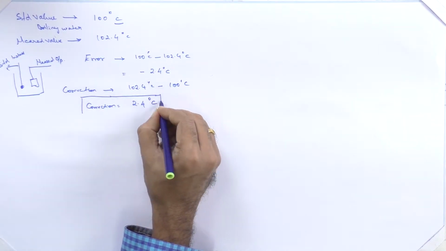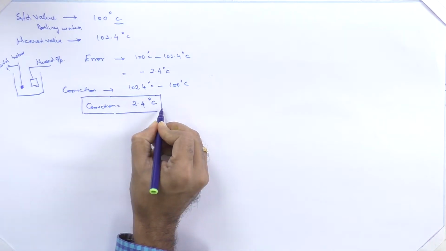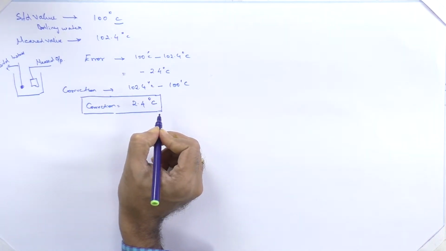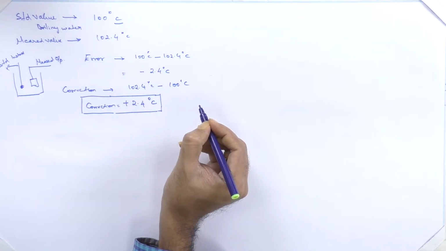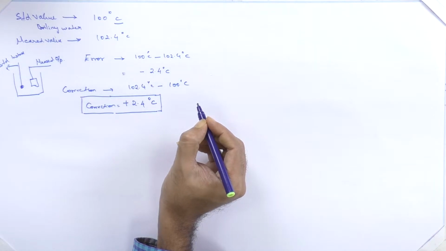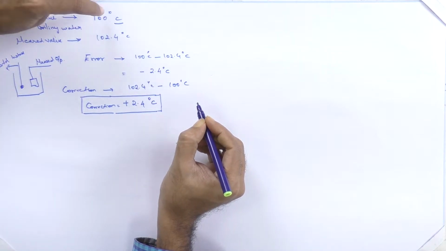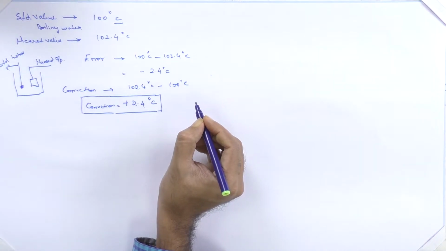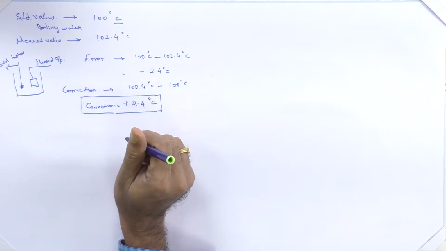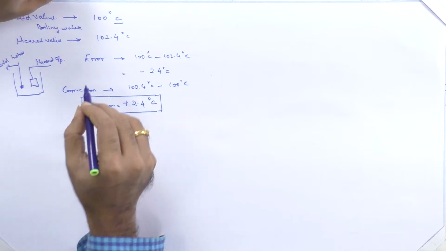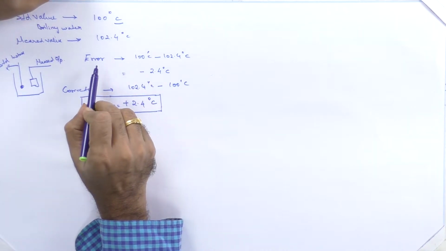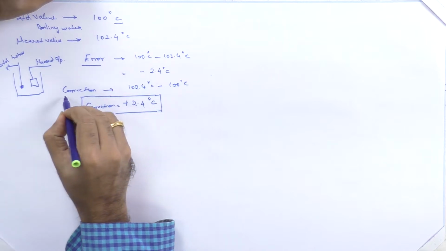If you make this correction for all the measured values, then you will be able to get the standard value. You need to subtract 2.4 degrees centigrade from the values that you obtained as the measured value, so that you reach the standard value and you will be able to calibrate the setup. For this reason we got these two concepts of error and correction here.